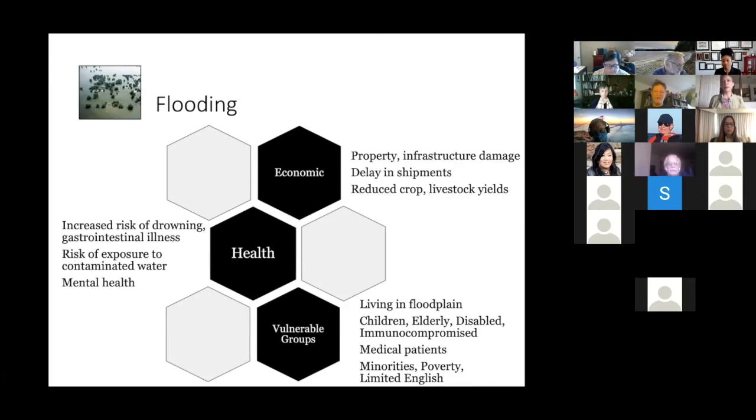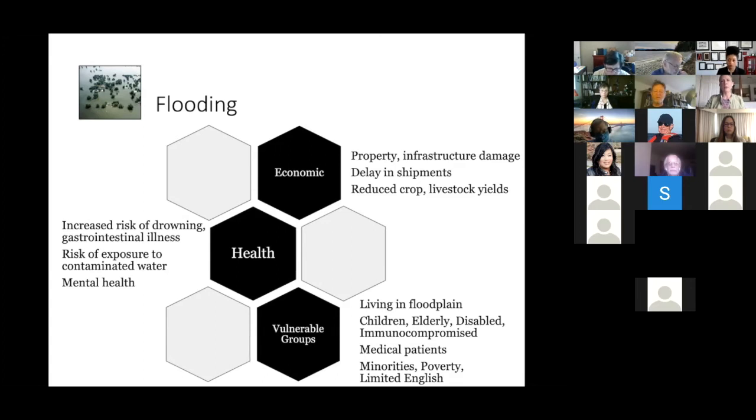So the economic impacts of those floods are related to property and infrastructure. Again, we end up with delays in shipments. And in this case, it's not just waterways, it would be impassable roads as well as rail. And then of course, you're already having trouble with your crops and your livestock because of the heat and the drought, and then they go and get flooded and you lose your whole crop. So that's a big problem in terms of the economic impacts.